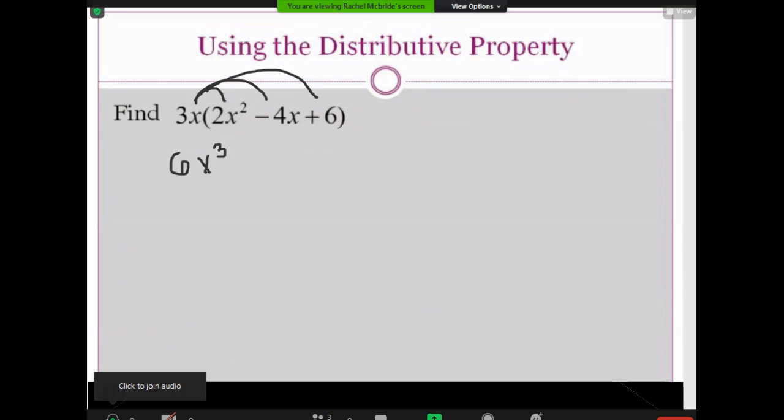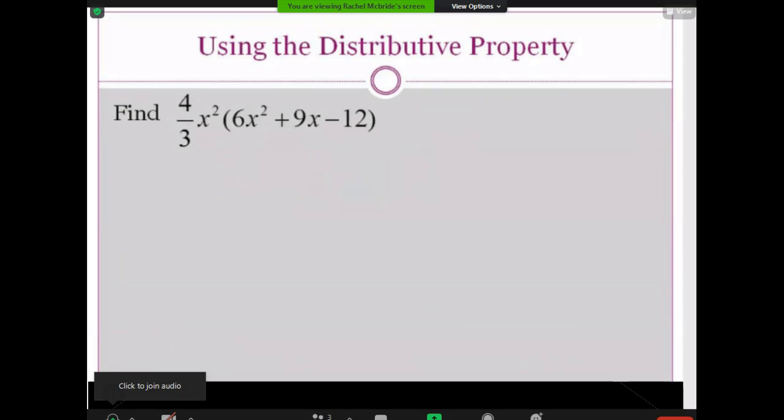You multiply the coefficients, so 3 times 4 is 12, and x times x is x squared. 3 times 6 is 18, and x. No like terms, so you're done. And then in number 2, you want to distribute the 4/3 x squared.